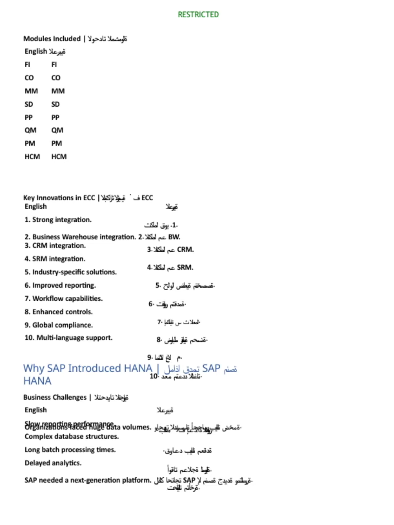SAP needed a next-generation platform to tackle growing business challenges. Slow reporting, complex databases, and long processing times were holding companies back. Organizations faced huge volumes of data and needed better integration across systems like CRM and SRM. They also required industry-specific solutions, improved reporting, enhanced workflows, and stronger controls to meet global compliance.